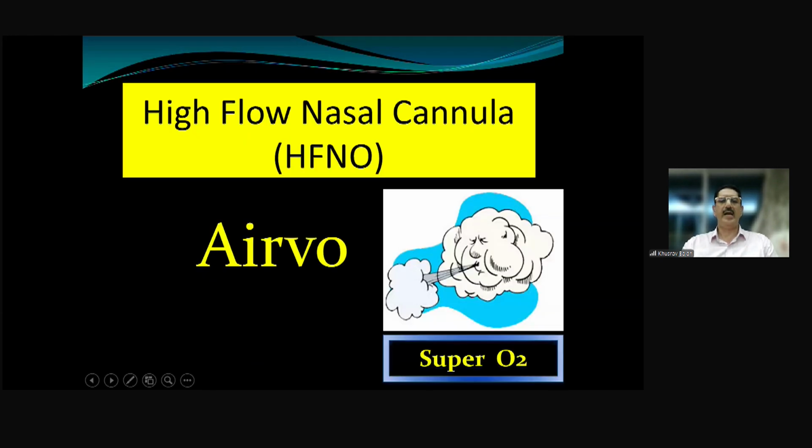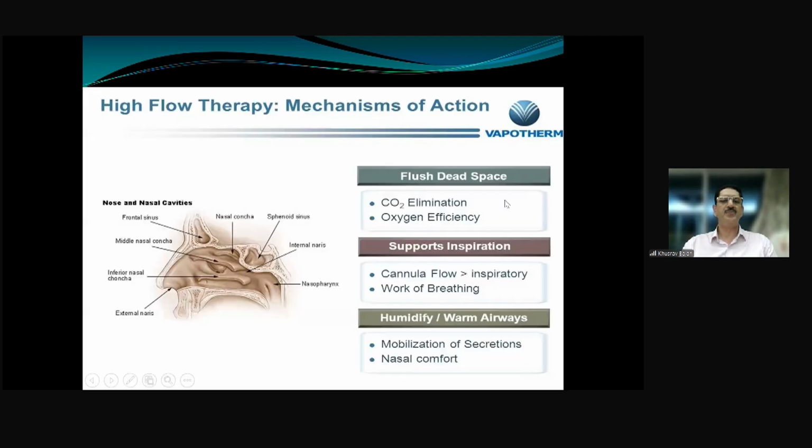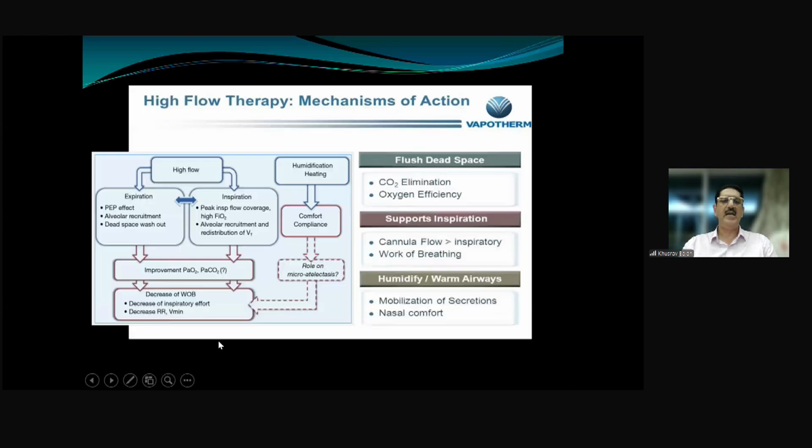Now we come to HFNO, and I'm not going to talk too much about it, but just that during the COVID times, it really changed the picture, and it was given the name of super oxygen, and the company that makes it is Airvo 1 and Airvo 2. What it does is high flow oxygen therapy flushes the dead space, supports inspiration, and also humidifies. So there's a humidifier, and it works on the high flow principle.